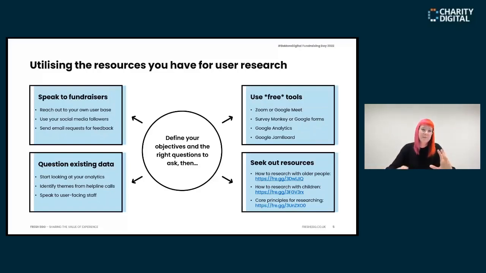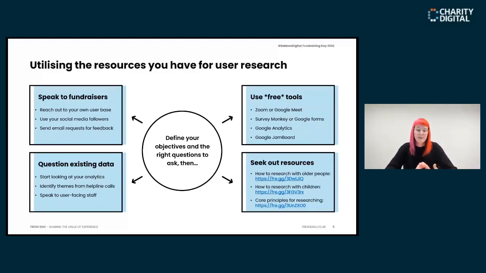So firstly, start by taking some quality time to really define your objectives and the questions that you want to answer. This will help you identify the questions that you need to ask.